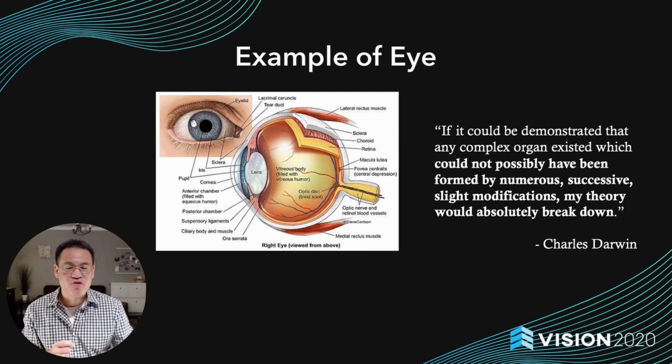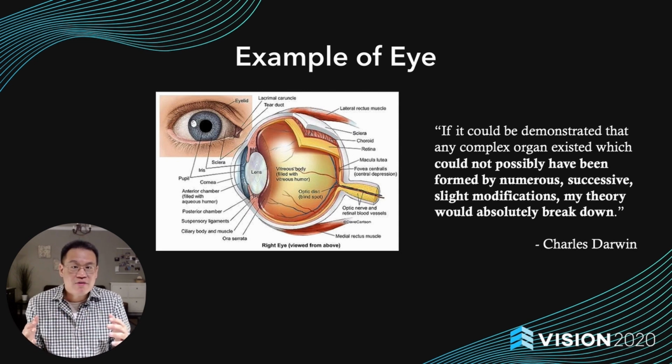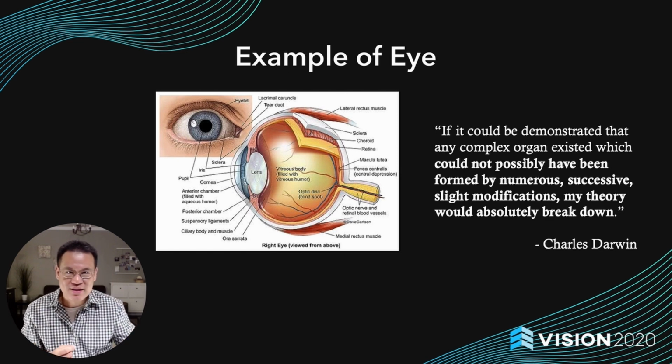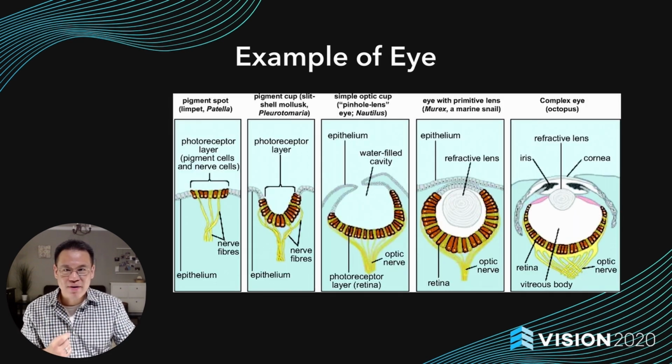He said, if it could be demonstrated that any complex organ existed which could not have possibly been formed by numerous, successive, slight modifications, my theory would absolutely break down. At the time, it seemed that the gradual development of the eye was impossible because of many sophisticated features that seemed to be interdependent. But Darwin said that over generations, organisms could slowly accumulate beneficial changes in a gradual process. And he proceeded to show how this could happen in the eye.